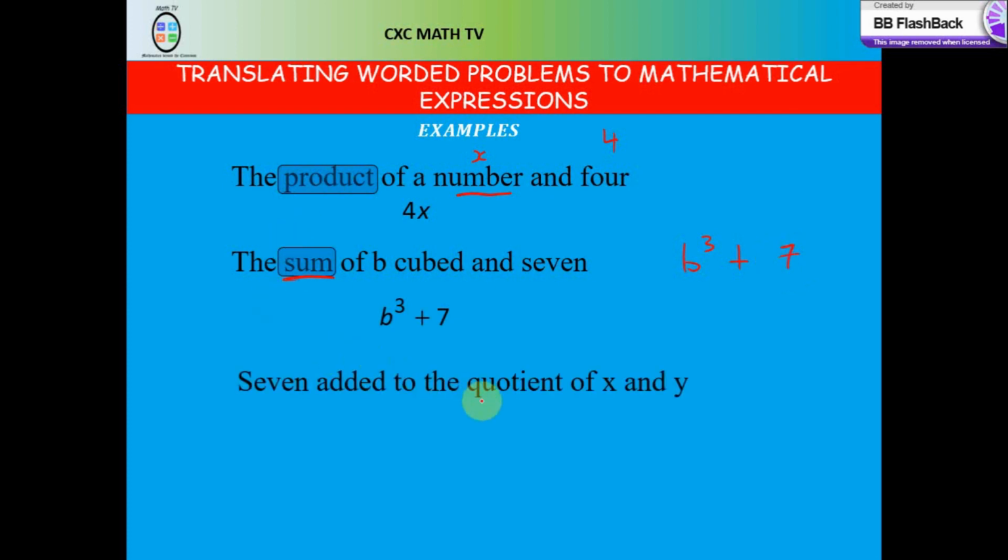Next one, 7 added to the quotient of x and y. So 7 added to, so we know we're adding. But 7 is being added to what? The quotient of x and y. So now we put in x divided by y and then add it to 7. That's your final answer. Nice.